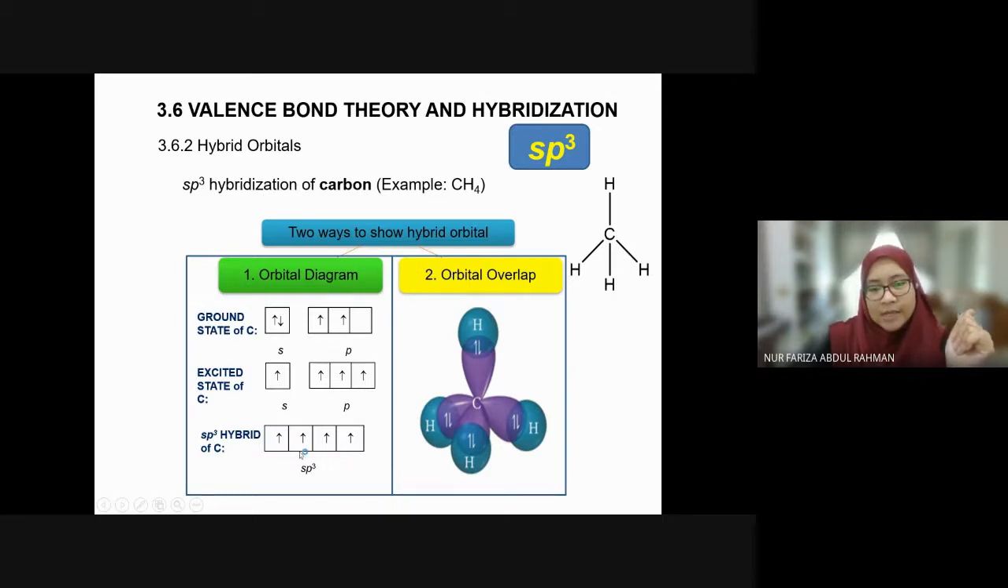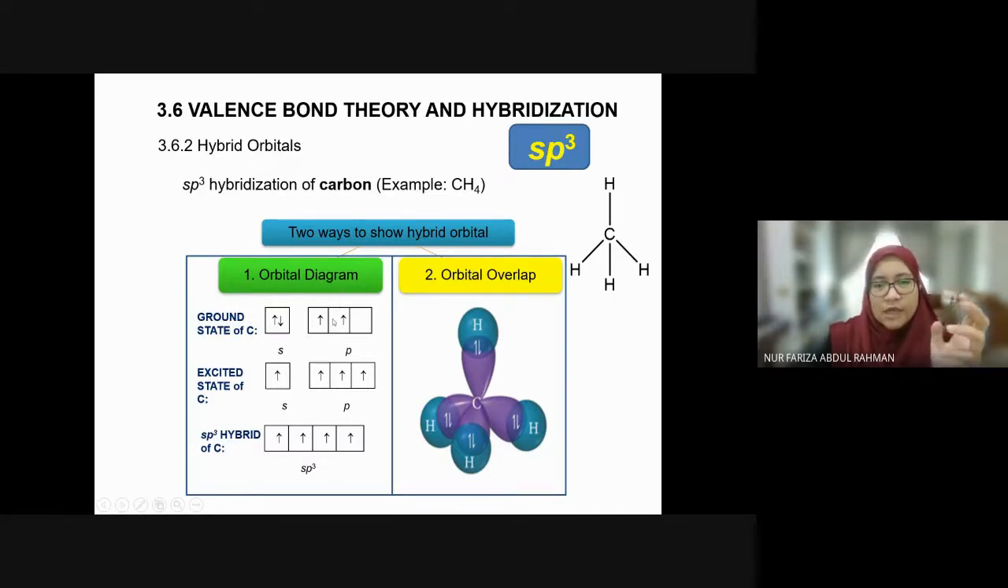Okay, so this unpaired electron will later on form bond with 4 hydrogen. From the Lewis structure itself, you can predict the orbital diagram that you would get for the hybridization. And then don't forget that the question can also be asked in terms of orbital overlap. So orbital overlap, I would say it is easier compared to orbital diagram.